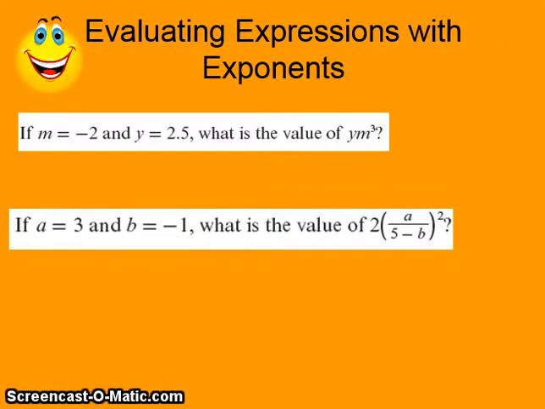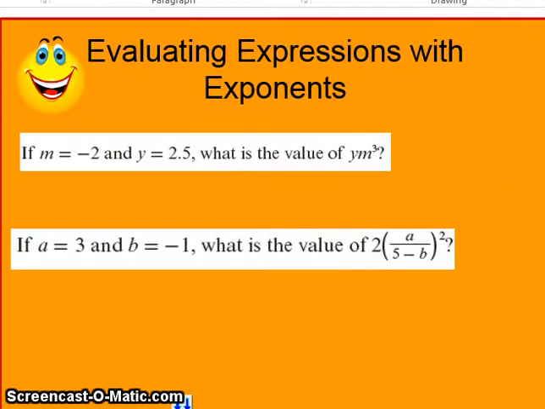Alright, now let's look at some expressions with exponents. Again, these are examples. They do need to be in your notes. We have, if m equals -2 and y equals 2.5, what is the value of y m cubed? I want to take this expression and plug these numbers in for m and y. So I rewrite it as, instead of y, 2.5, and instead of m, -2, and then I've got my cube up here. Now this cube, this third power, only applies to the -2. It does not apply to the 2.5, and I must do exponents before multiplication.